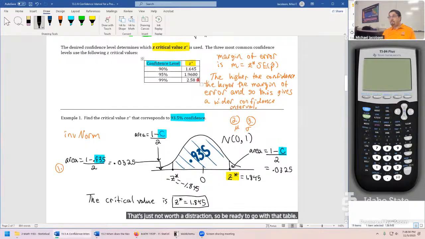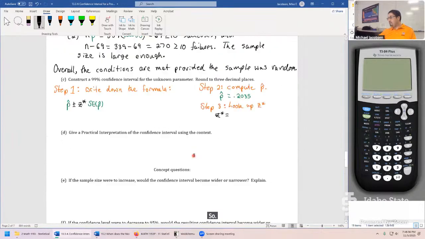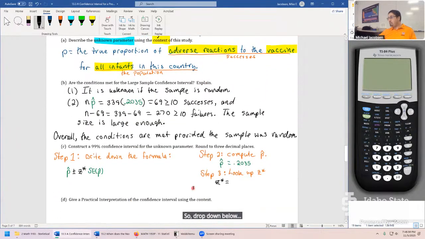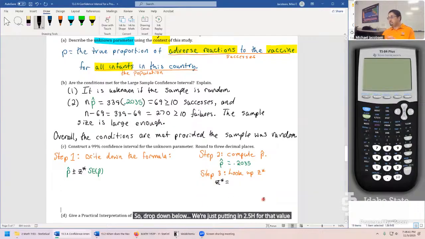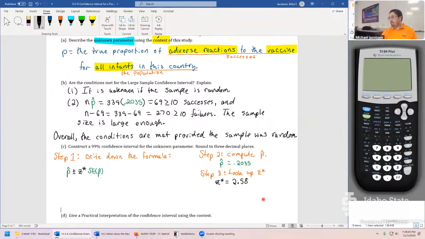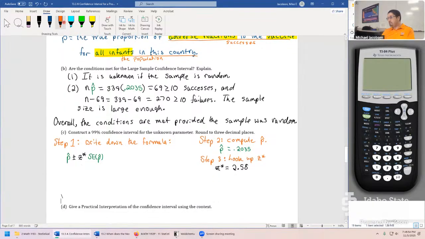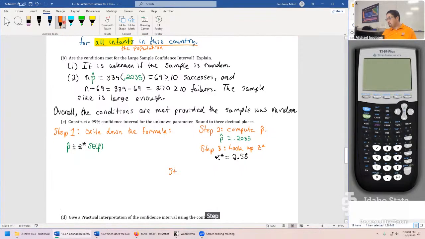Z star at 99% confidence, our confidence level, is 2.58. So drop down below. We're just putting in 2.58 for that value. So we've got a critical number Z star. Step 3. It's kind of like step 2. It's another computation.